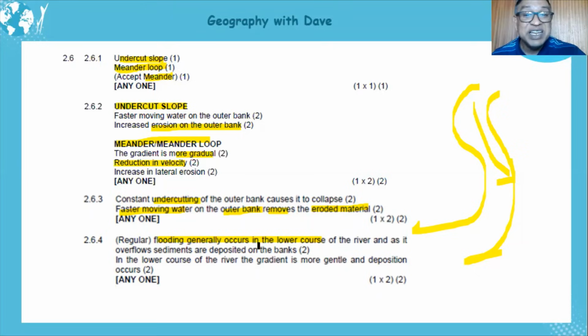So flooding generally occurs in the lower course of the river, and it overflows. The sediments are deposited on the banks. That's the main thing about it. So sediments get deposited on the banks and the banks get elevated. But here the question was on the lower course. Yes, there's more flooding in the lower course. Therefore, more sediments get washed out and get deposited from the river onto the riverbanks, elevating them. On the lower course, the river gradient is more gentle. Therefore, more deposition occurs.